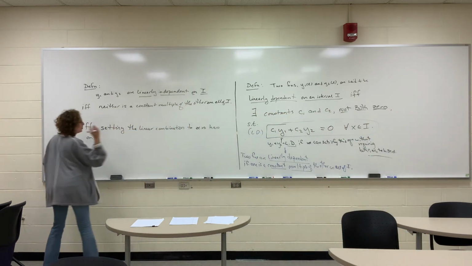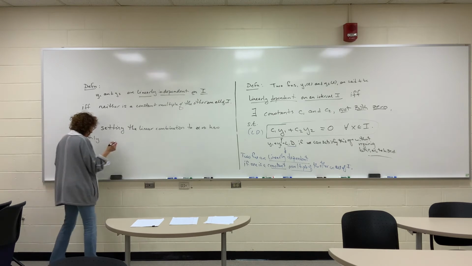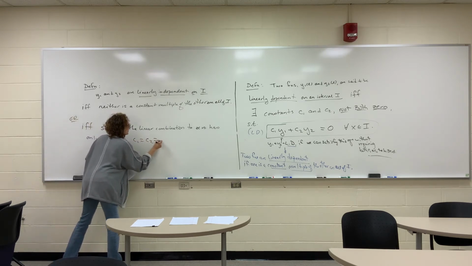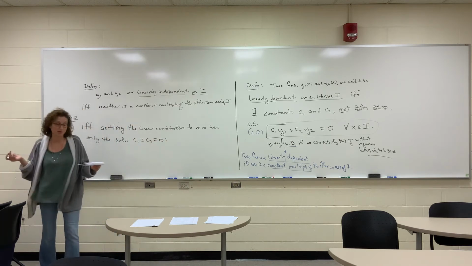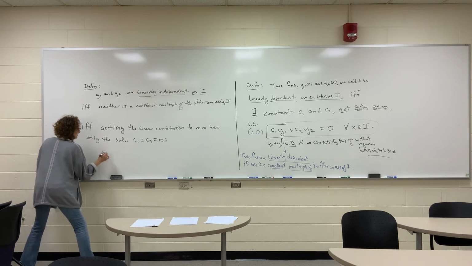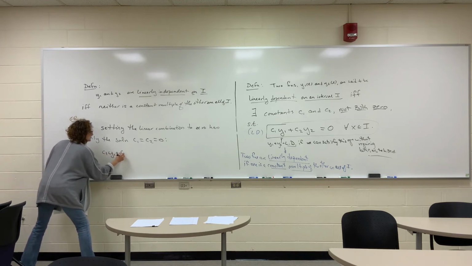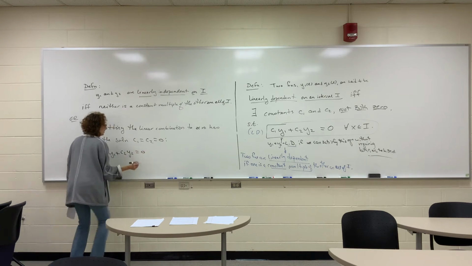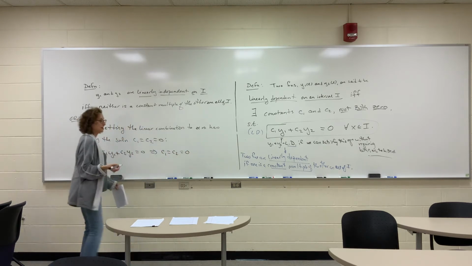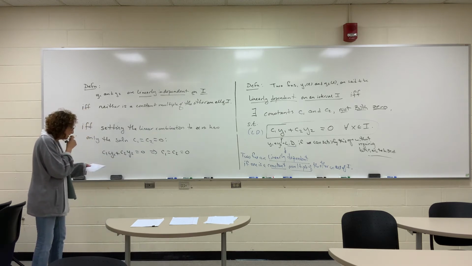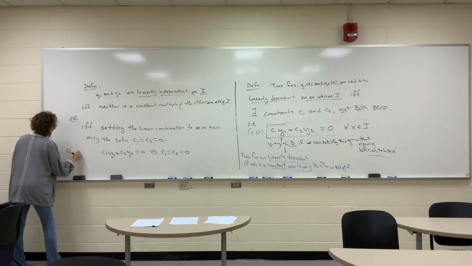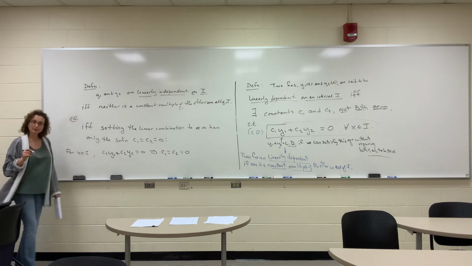So if setting the linear combination to 0 has only the solution C1 equals C2 equals 0, how do we say that in math? We say C1 y1 plus C2 y2 equals 0 implies C1 equals C2 equals 0, for x in I.